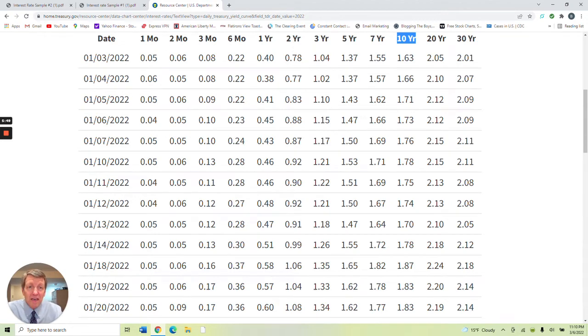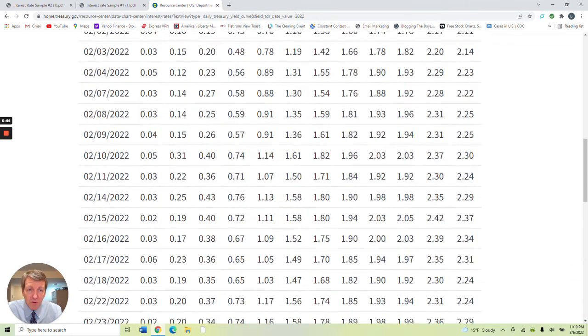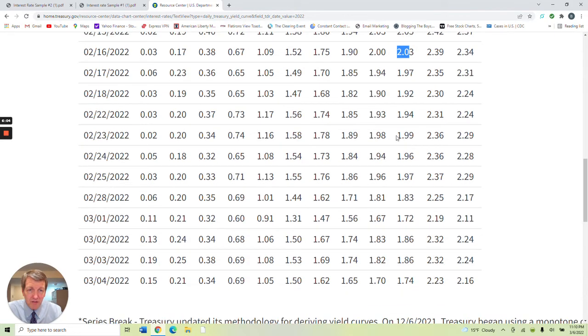You can see at the beginning of the year, the interest rate was 1.63. That's the 10-year average. Let's scroll down now. And you can see it actually went up to like 2.05 here in February and 2.03 there. And then it kind of came down. Then it started going back up again. And now it's coming back down.